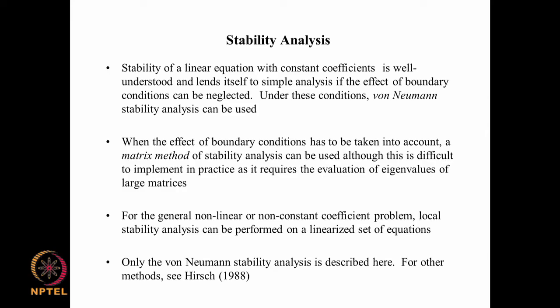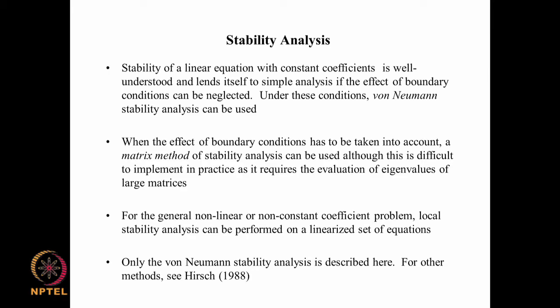Okay. When the effect of boundary conditions has to be taken into account, a matrix method of stability can be used, although it is difficult to implement in practice, as it requires the evaluation of eigenvalues of large matrices. And similarly, when you have non-uniform spacing, again you can make use of the matrix method. Okay. For general nonlinear non-constant coefficient problems, local stability analysis can be performed on a linearized set of equations, but what we have as stability analysis is a linear stability analysis.